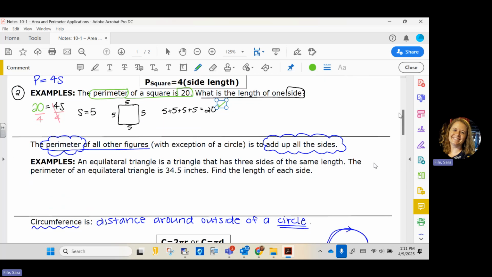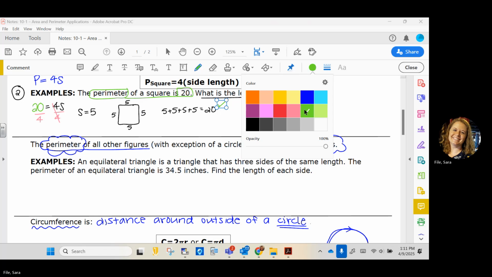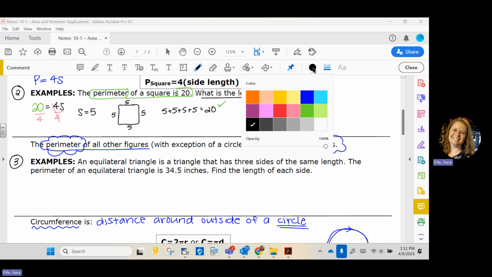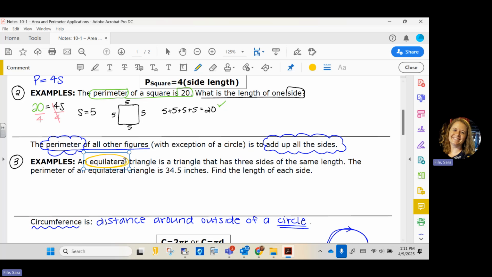Now, if we have a different shape that we don't have a formula for, here it says we have an equilateral triangle in number 3. Equilateral is the key word here. That word equilateral means all sides equal. It says it right here: an equilateral triangle is a triangle that has 3 sides all the same length. All 3 sides are the same.